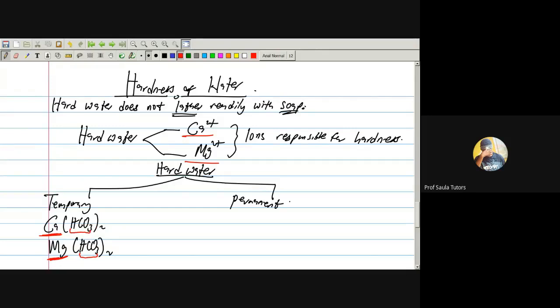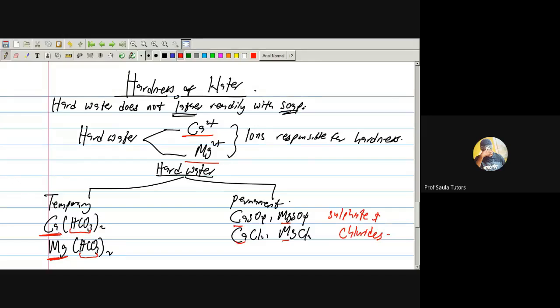But for permanent hardness, what is responsible? Permanent hardness is caused by, check it out, CaSO4, MgSO4, CaCl2, MgCl2. You can see calcium and magnesium are still present, but in the form of sulfates and chlorides. So all these are permanent, and all those are what? Temporary. Good.